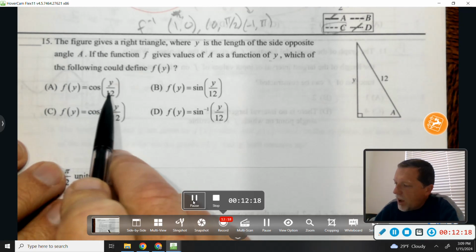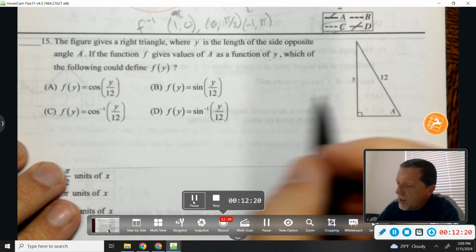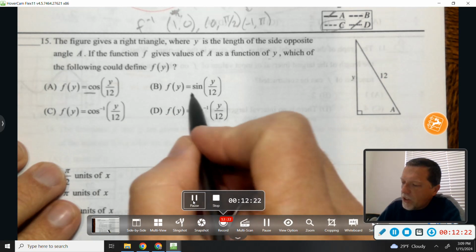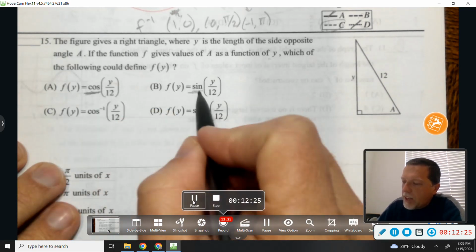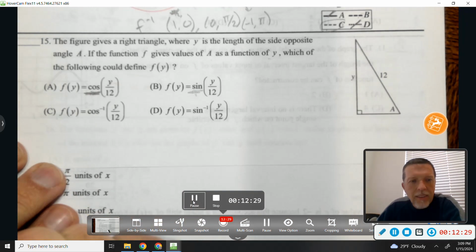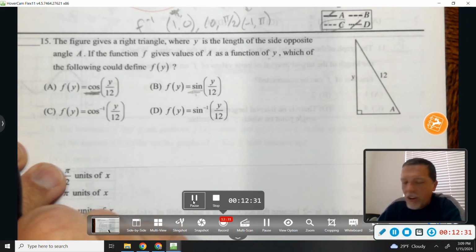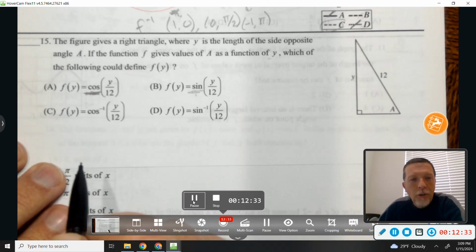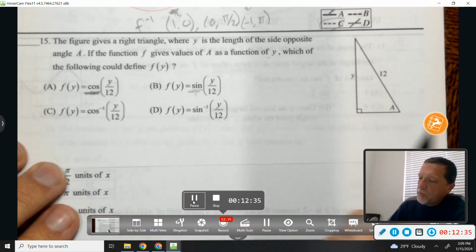Cosine of y over... No, this isn't right. If you're doing cosine or sine, you need to be doing that of an angle. So this isn't right. You don't take the cosine of a ratio. The cosine gives you a ratio, the sine gives you a ratio.